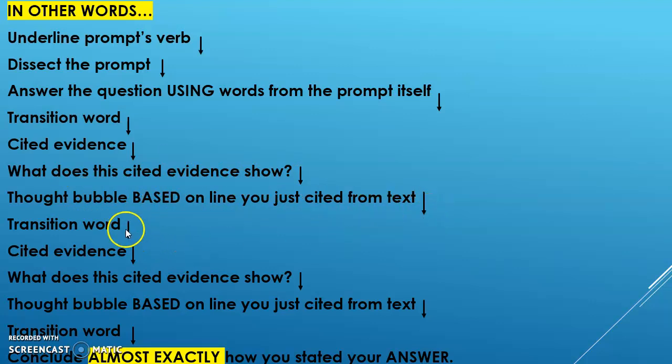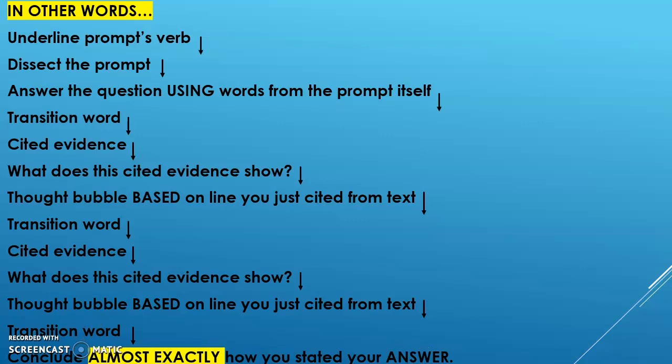I'm going to do it all over again. I transition. I cite my evidence. What does this cited evidence show? My thought bubble based on the line I just cited. Transition word, and again, I conclude almost exactly how I stated my answer.